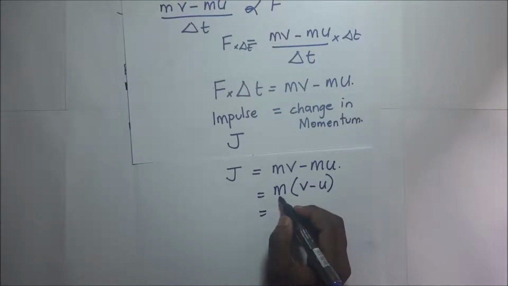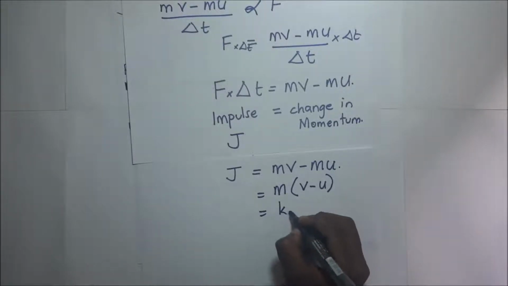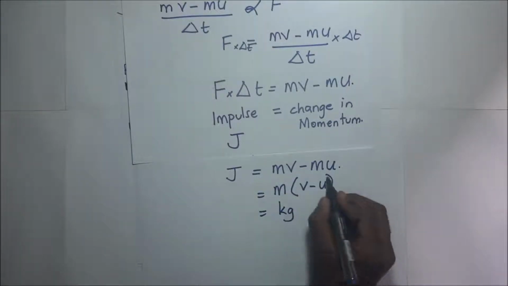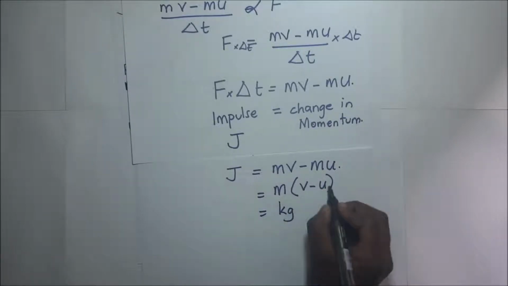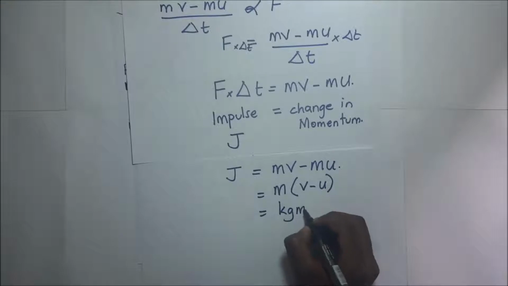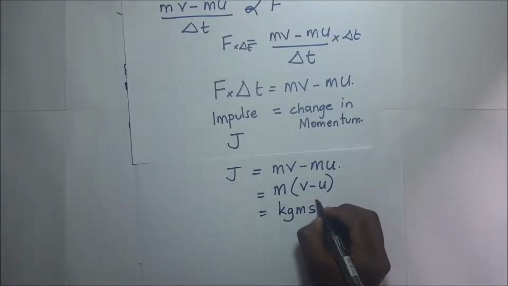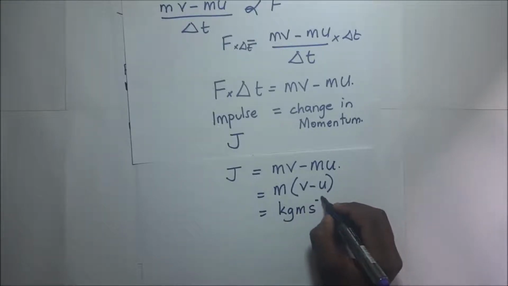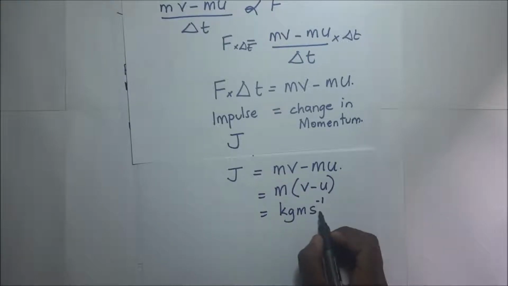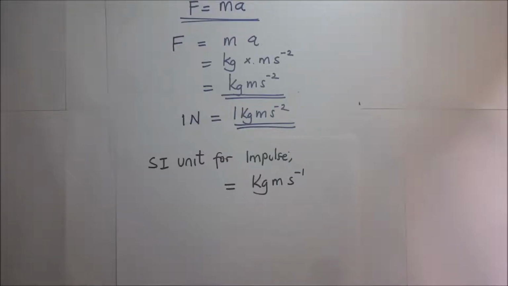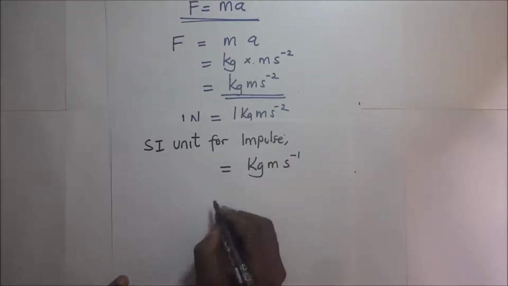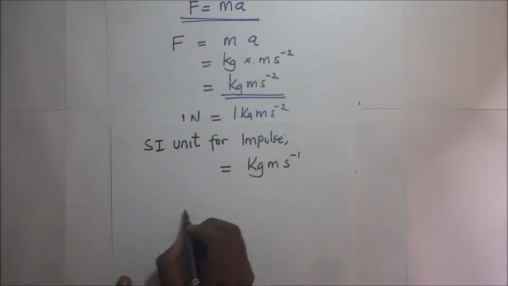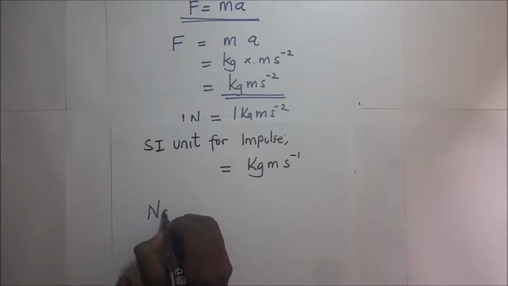M, the SI unit for mass, is kilograms. And the SI unit for velocity, this is final velocity minus initial velocity, so whatever answer we are getting here is velocity, and it is in meters per second, meters per second to the power 1. Now the SI unit for impulse is kilogram meters per second. Now sometimes the SI unit for impulse is regarded as Newton seconds.